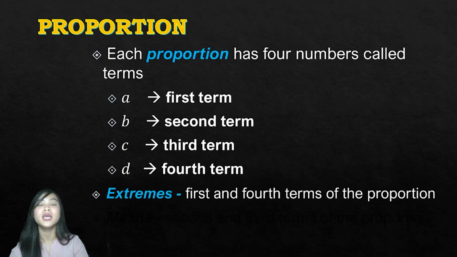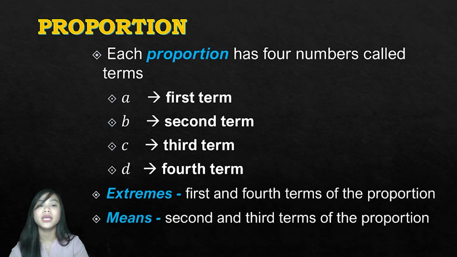We classify the first and the fourth term of the proportion as extremes. So the letter A and letter D are called extremes. And the B and C, or the second and third terms of the proportion, are called means. So these are the means.